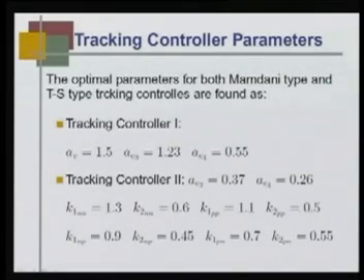By optimizing these parameters, we get, this is AV, not AU, AV is 1.5, AE3 is 1.23, AE4 is 0.55, and for the tracking controller 2 you have these parameters 0.37, 0.26. And these are the parameters for the state feedback controller for 4 rules. So, K1 NN is 1.3, K1 NP is 0.9, K2 NN is 0.6, K2 NP is 0.45, and so on.